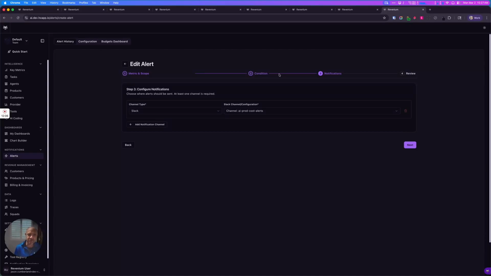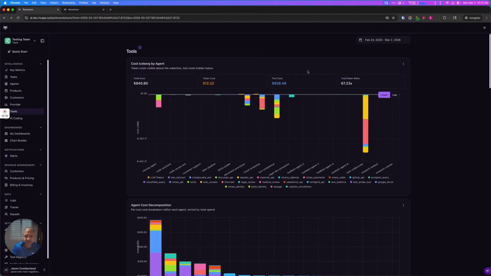The last thing I want to show is one of the newest features we've developed, which is getting back to that 360-degree view of spending. And that's our tool cost registry. So this is where you can really start to see the difference between how Revenium is thinking about costs of AI and how traditional systems do. And so this is what we call our iceberg chart.